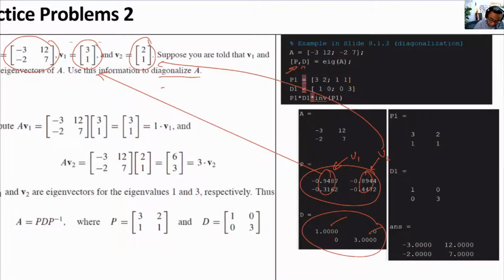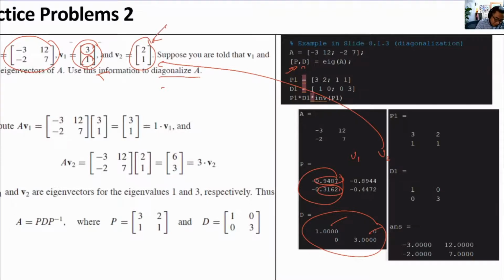So how do we know we are correct? Well, let's examine V1. V1 is the direction 3, 1. So if you now look at the MATLAB solution, this first element is 3 times the second element. What about V2? The first element is 2 times the size of the second element.